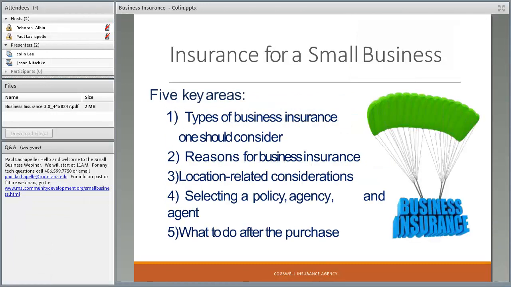So next, insurance for the small business. There are 5 key areas. Number 1 is the type of business insurance one should consider. Every business is different, so we have to figure out the types of businesses we have. Number 2 is the reason for business insurance. Number 3 is the location related considerations. And number 4 is selecting the correct policy, selecting an agency that might fit what you're doing, and then an agent that you trust to be part of your team.